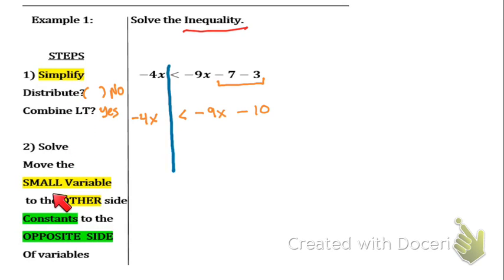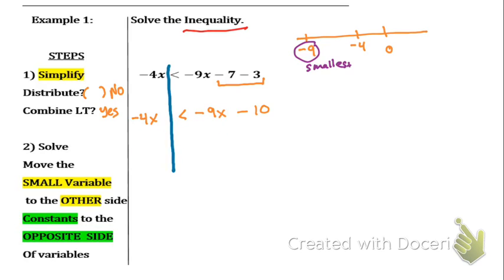The solving part is move the small variable to the other side. So we have negative 4x and negative 9x. And some of you usually have some trouble, so let's make a number line. Here's 0. Negative 4 would be right there, and negative 9 would be right there. So technically speaking, this is the small one. This is the smallest number. So we're going to move negative 9 to the left.